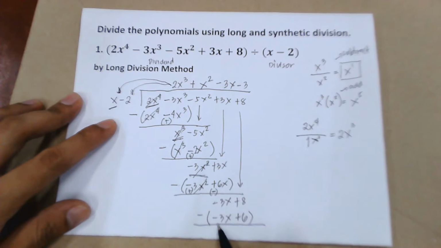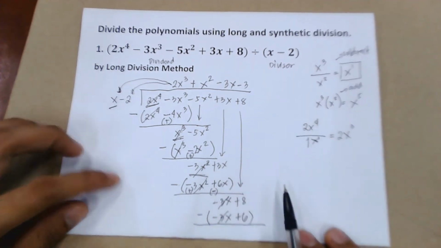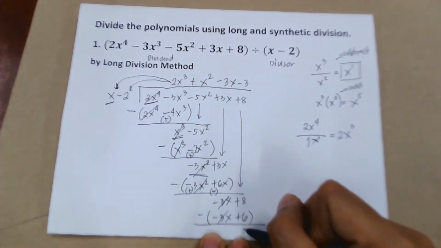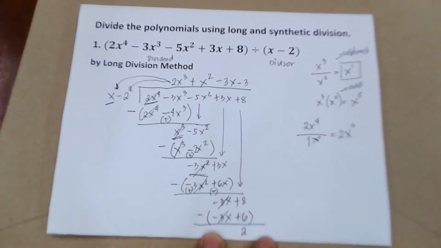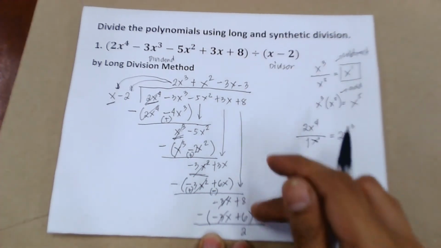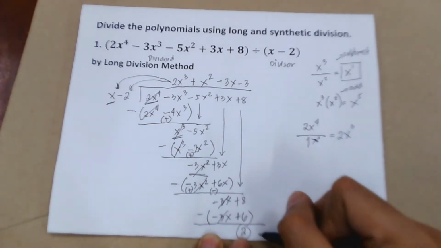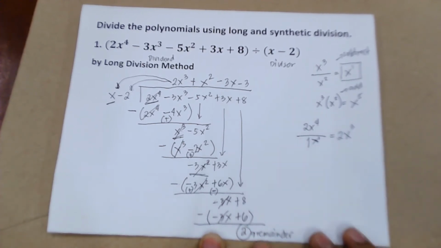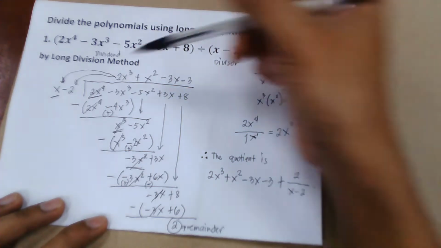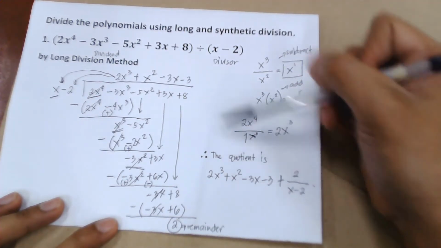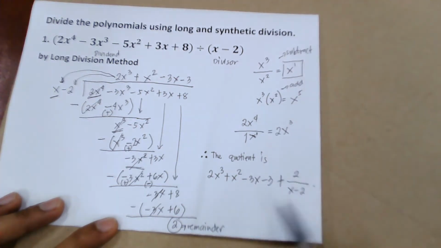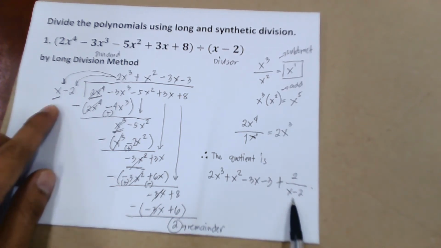Negative 3x minus negative 3x, cancel, that's 0. Positive 8 minus positive 6, that is positive 2. So, no more to be brought down. So this is now what we call the remainder. Therefore, the quotient is 2x cubed plus x squared minus 3x minus 3 plus 2, that is the remainder, over the divisor, which is x minus 2.